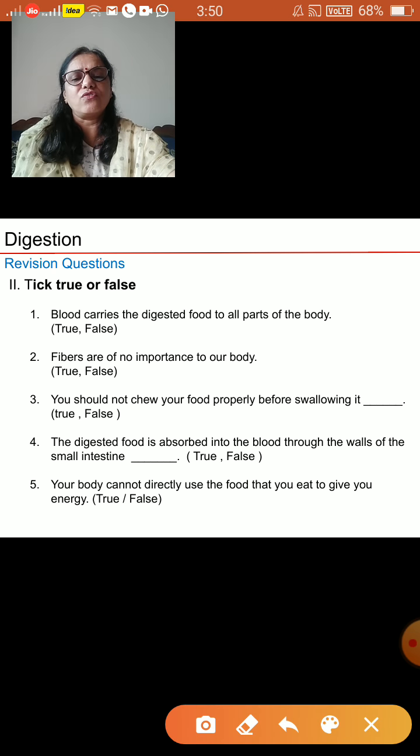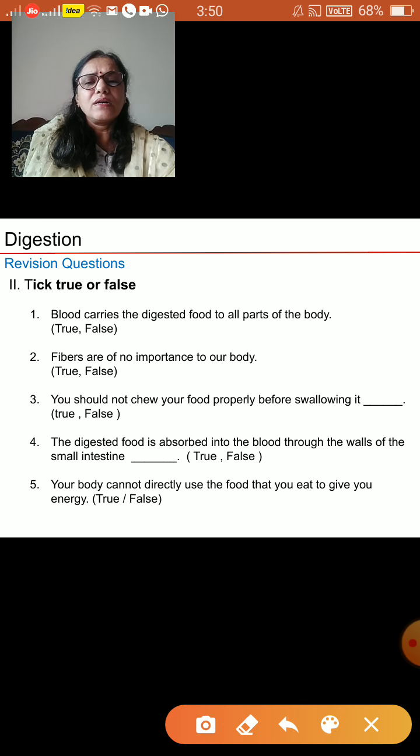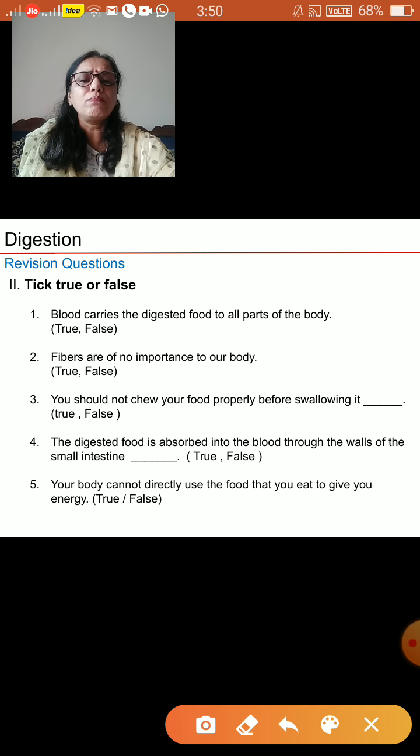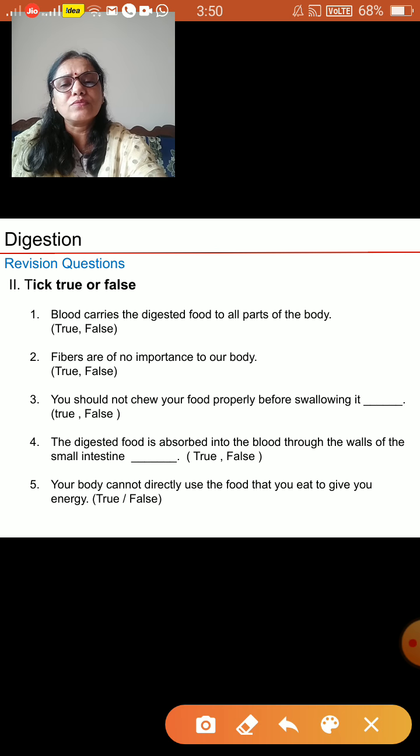Now it is true or false. Blood carries the digested food to all parts of the body. Tell me whether it is true or false. It is true.